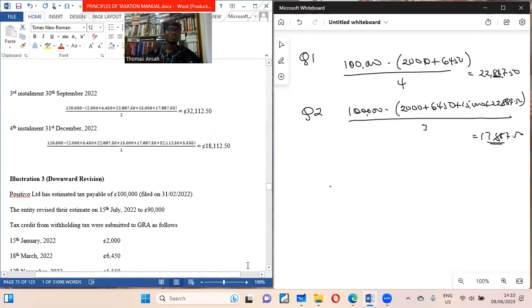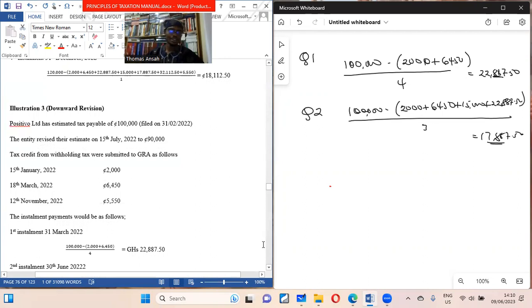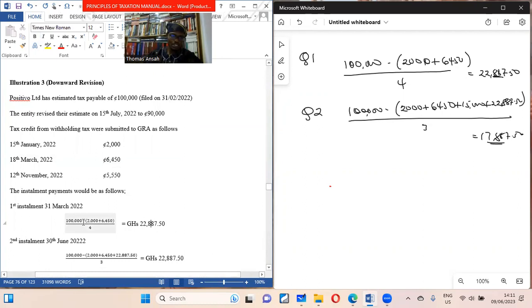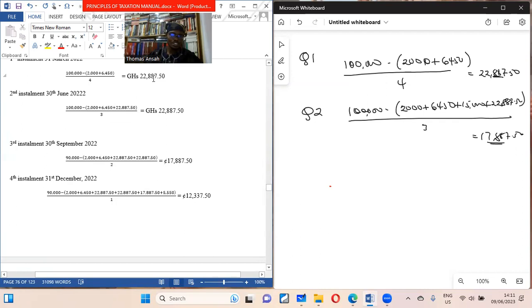The same thing happened when you revise downwards. It doesn't matter. So you see it's 100,000, they revise it to 90,000. So you go the same way. First, you take the payments that have been made in the period, you deduct, you get this. Second, Q2, you add this one, and deduct from 100,000. Then the Q3, where the change was made, you start with 90,000 and you deduct 1,2, plus all the payments. So this one, 1,2,3,4, you deduct all over two, the time remaining. Same here, it's just that there was a November payment of what? 5,550. So you do that one, divide by one, that is for you. So that is how you do your assessment.